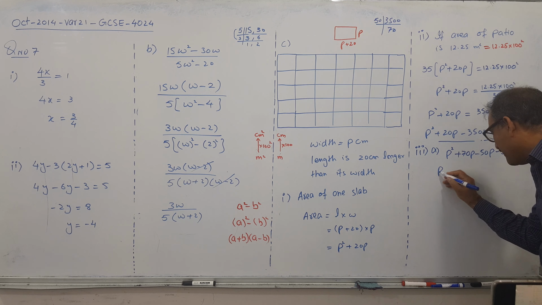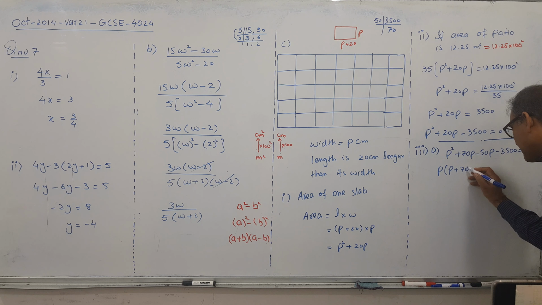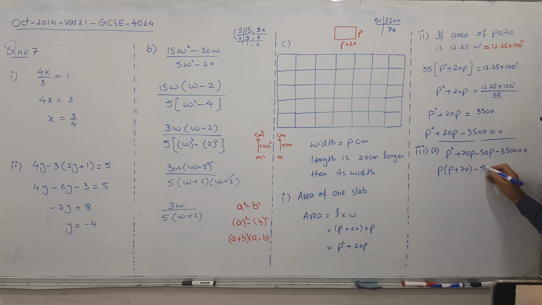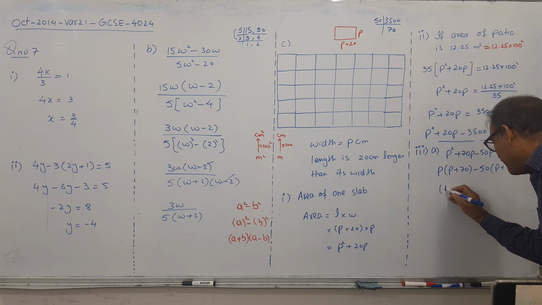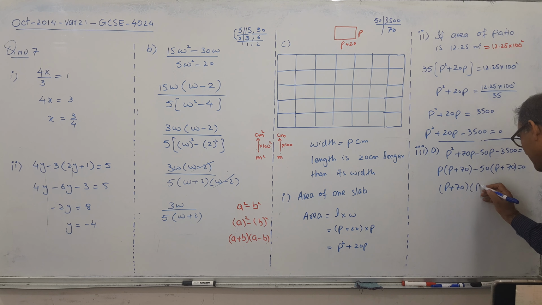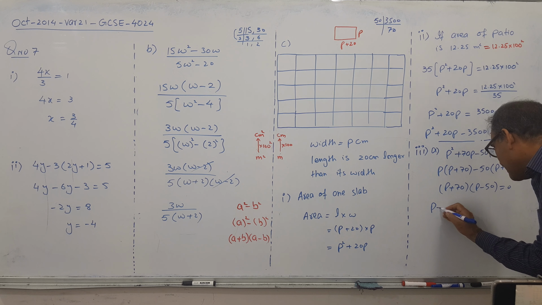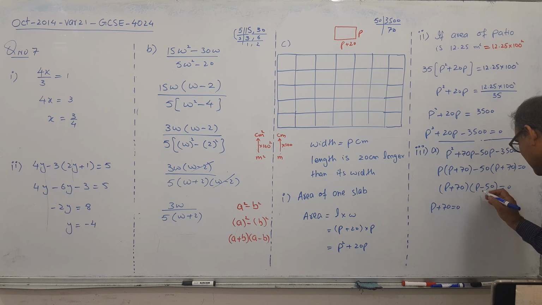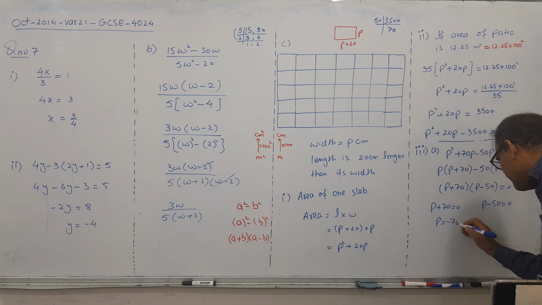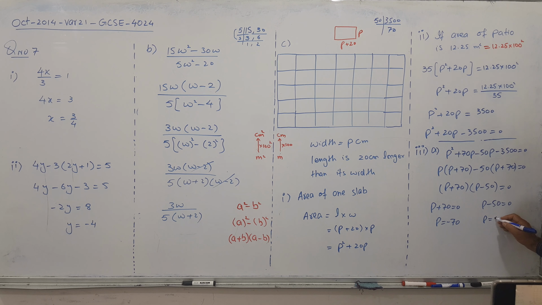And from here p common, we got p plus 70. And from here minus 50 common, I got p plus 70 equal to 0. And p plus 70 and p minus 50 equal to 0. This equal to 0 or this equal to 0. This gives you a negative which is ignored, you know, length cannot be negative. So this is acceptable. So 50 centimeter is acceptable. This is the required length.